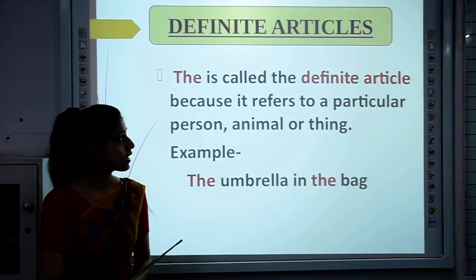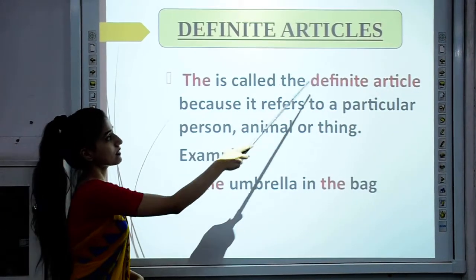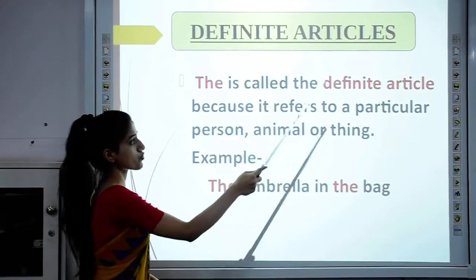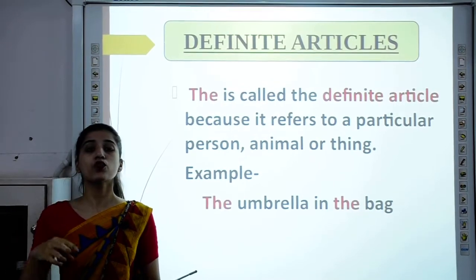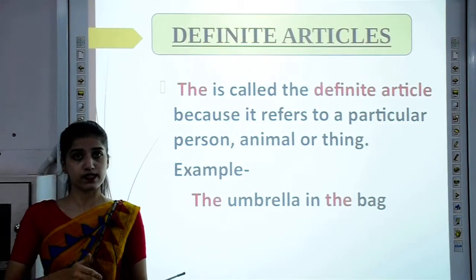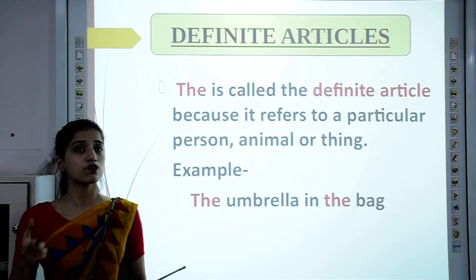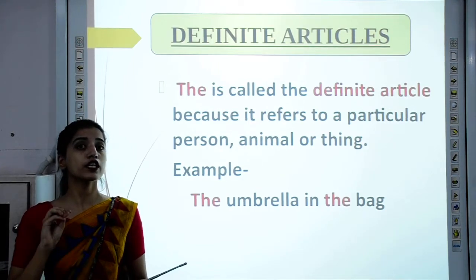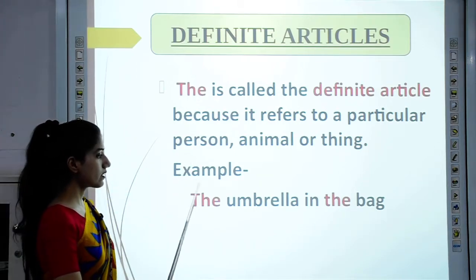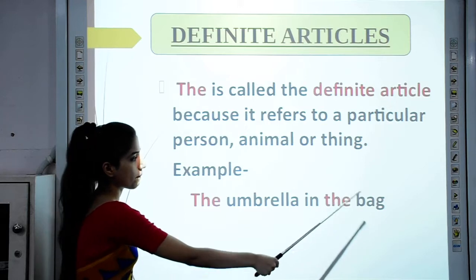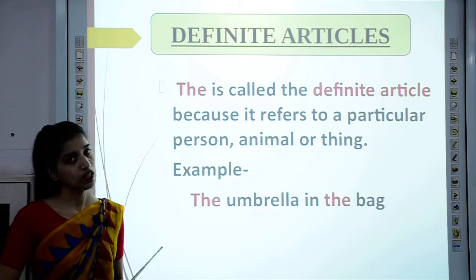Now let's study definite articles. So the is called the definite article because it refers to a particular person, animal or thing. When we are specifically talking about any person, animal or thing, we will be using the over here because the is a definite article, and we are particularly showing a noun. So you can see the umbrella in the back, because I am specifically talking about the umbrella over here, so that is why I am using the.